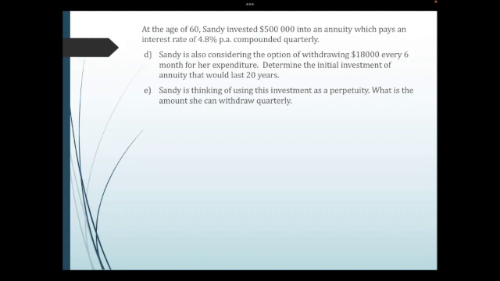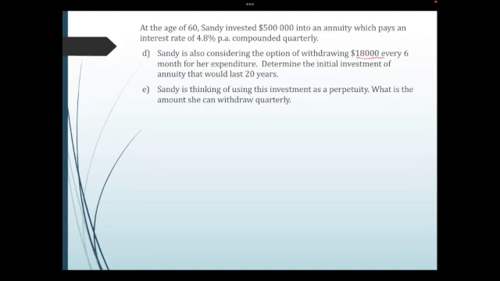Alright, part D and part E. This time, Sandy is considering the option of withdrawing 18,000 every 6 months. Determine the initial investment of the annuity that would last 20 years. Note that we don't know the PV; we are looking for the PV. Since the question did not specify the interest rate, we'll assume that it's still 4.8% per annum compounded quarterly. We have to do that.